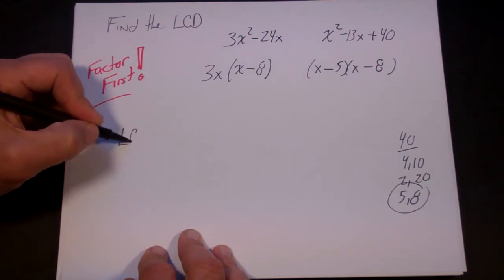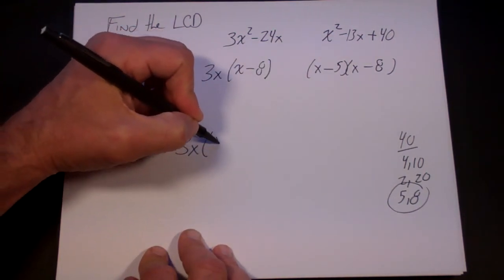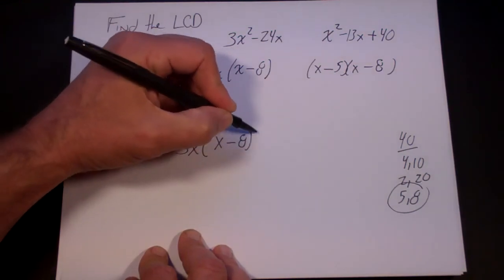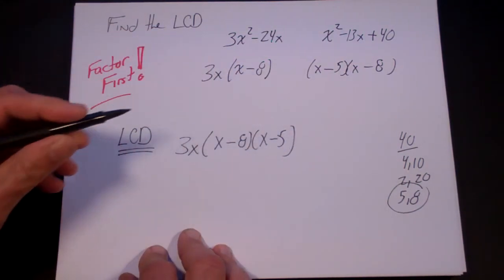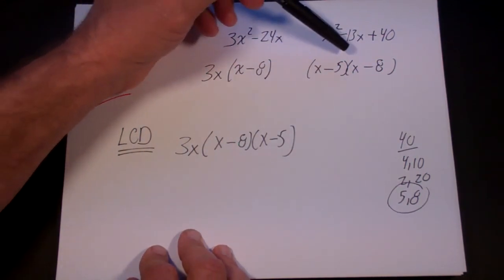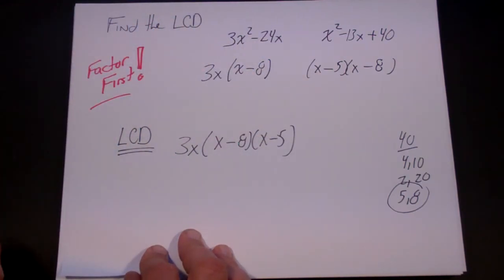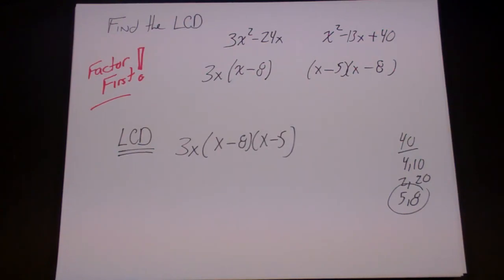So now your LCD, in this case, is going to be 3x times x minus 8 times x minus 5. Now see what the rule is. The rule is write down every term that shows up. Now x minus 8 shows up twice, but that doesn't matter. You just write it down once, and that's your LCD. And that's how you find least common denominators of rational expressions.